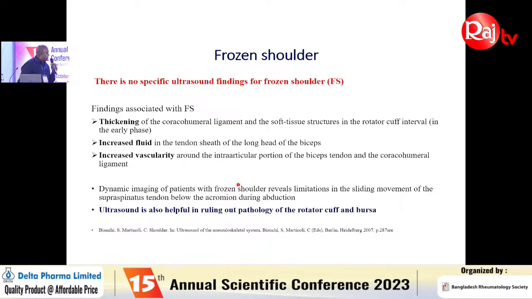Dynamic imaging of a patient with frozen shoulder reveals limitation in sliding movement of the shoulder muscle below the acromion during abduction. Ultrasound is also helpful in ruling out pathology like rotator cuff and bursa. So if a patient comes with frozen shoulder, we can do ultrasound to diagnose the underlying cause, but there is no definite ultrasonic diagnosis for frozen shoulder.